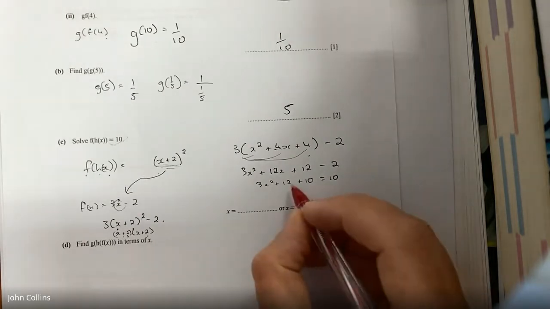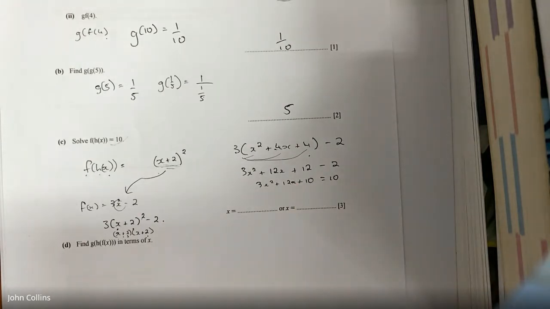That's the 12x. Below the 3 times x plus 2 squared, that's just x plus 2 times x plus 2. I'm just saying that that's squared.